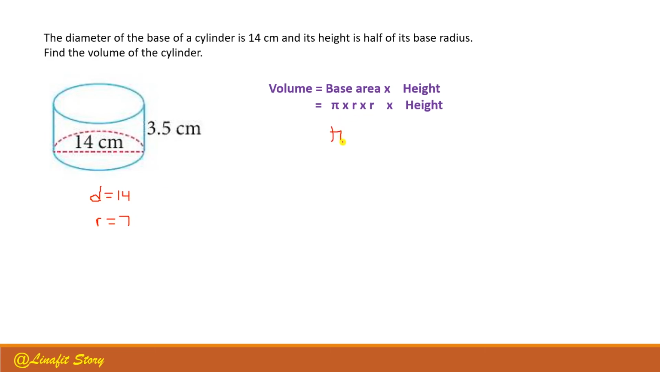So pi times 7 squared times 3.5 is equal to 539 cubic cm, to 3 significant figures.